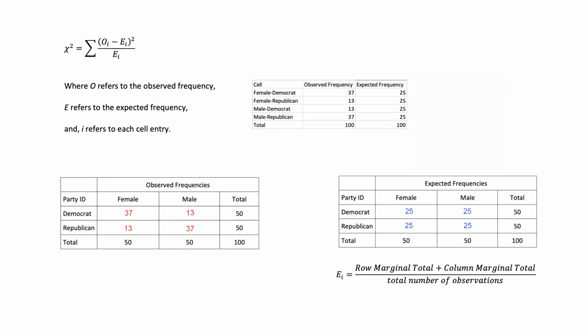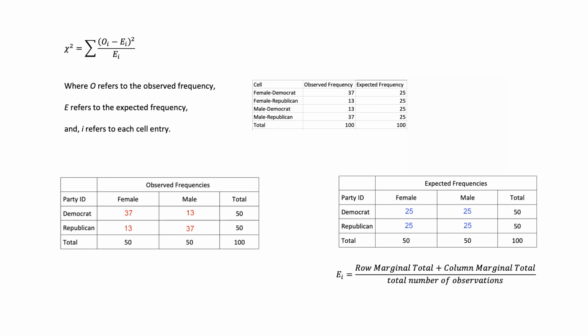Alright, so here I've plugged in some made-up data just to illustrate how we calculate chi-squared. So let's suppose that in reality we observe 37 female Democrats, 13 female Republicans, 13 male Democrats, and 37 male Republicans. How would we calculate chi-squared in this instance? Well, what I've done here in the table above our observed and expected frequency tables is a calculation that I've just done in Excel.